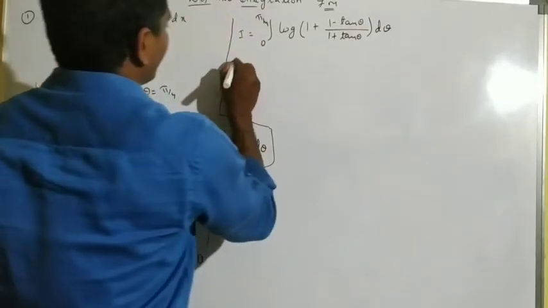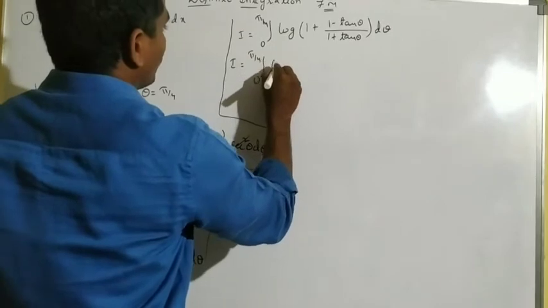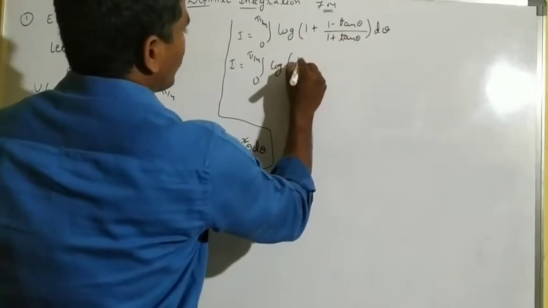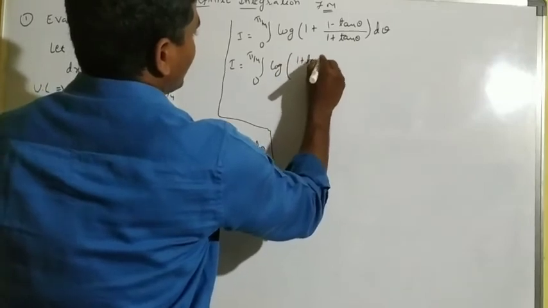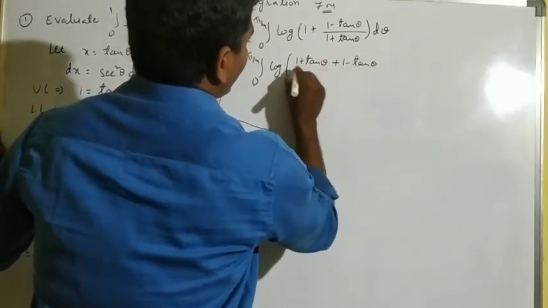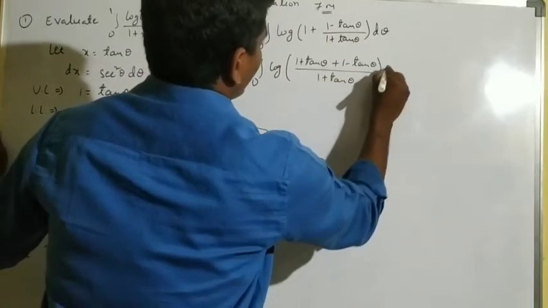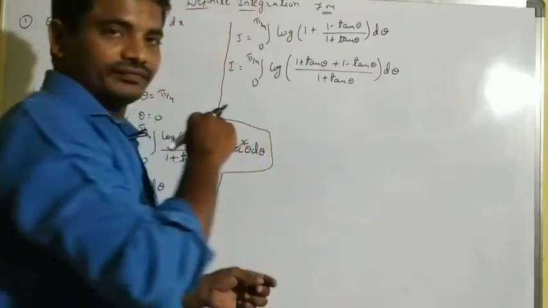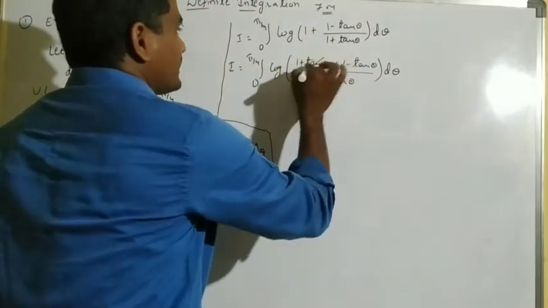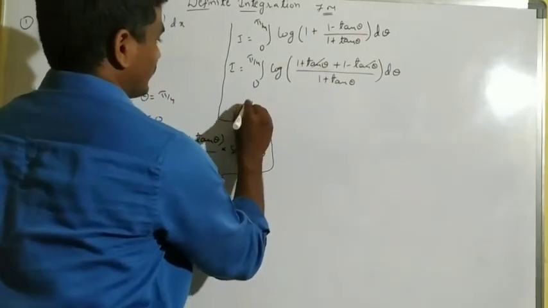d theta. I equals integral from 0 to pi by 4 of log, when I take the LCM here, 1 plus tan theta plus 1 minus tan theta by 1 plus tan theta d theta. Just I took the LCM here. Plus tan theta minus tan theta gets cancelled. 1 plus 1, 2 we can get here.